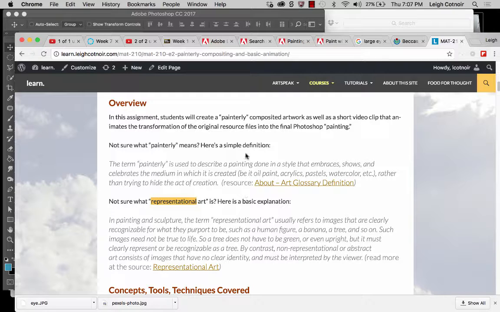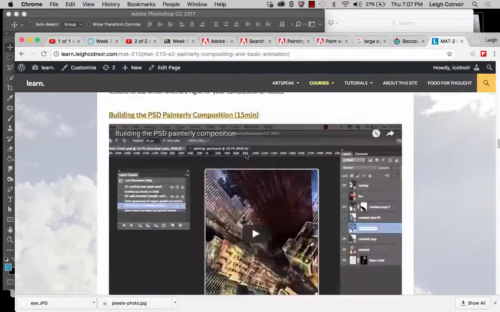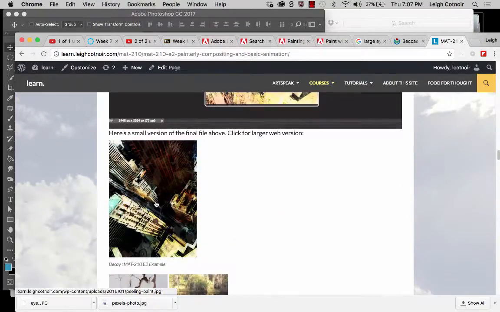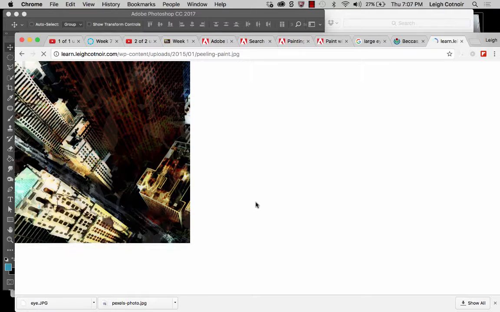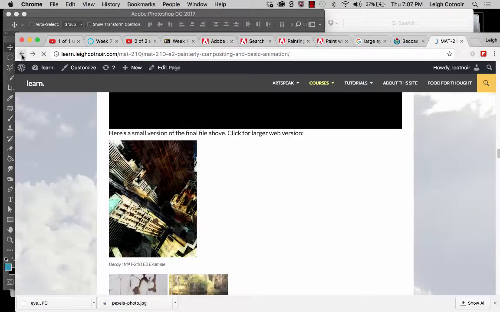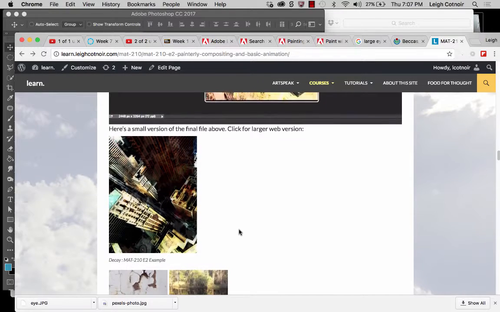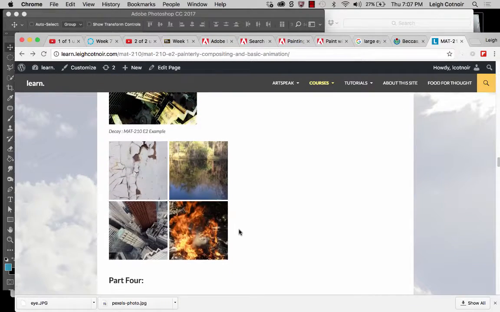So I want to show you an alternative way of looking at what you might consider something to be representational. So for instance, on this assignment page, this example is quite representational actually. This is one of the examples and I sort of walk you through a tutorial of how to do that. And it doesn't really use brushes a whole lot, but you can still achieve a painterly effect that way.